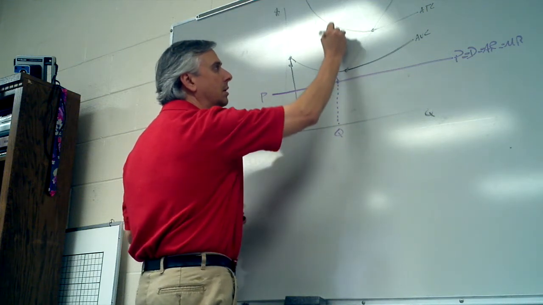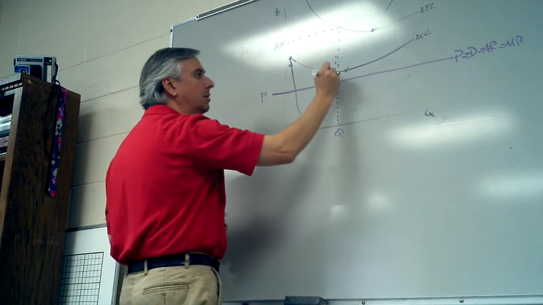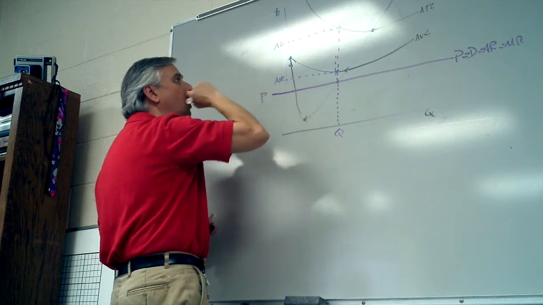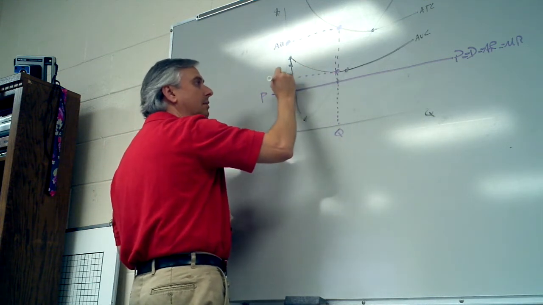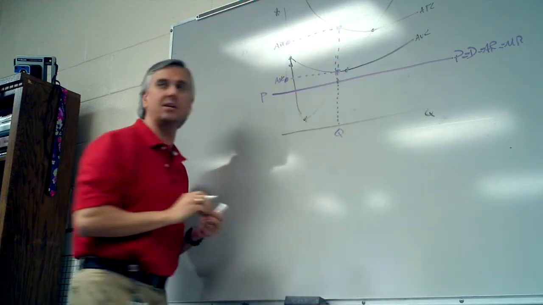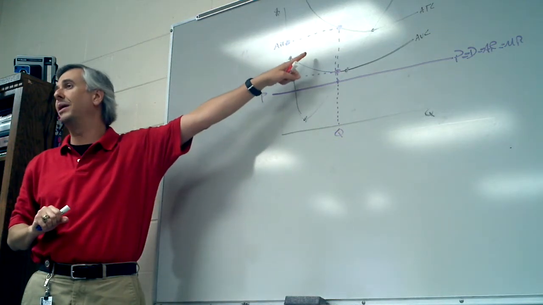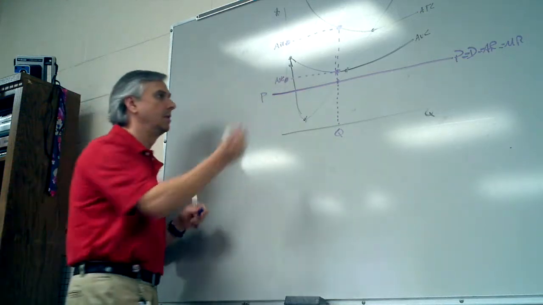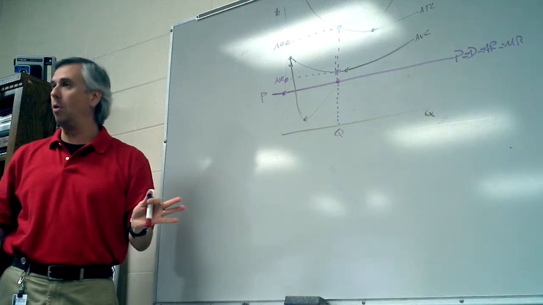That's all lost. My average total cost is here. My average variable cost is here, which means this whole rectangle right here is my fixed costs. I could lose that money by not showing up. But I lost all this money plus this. Wow. That's a bad move.